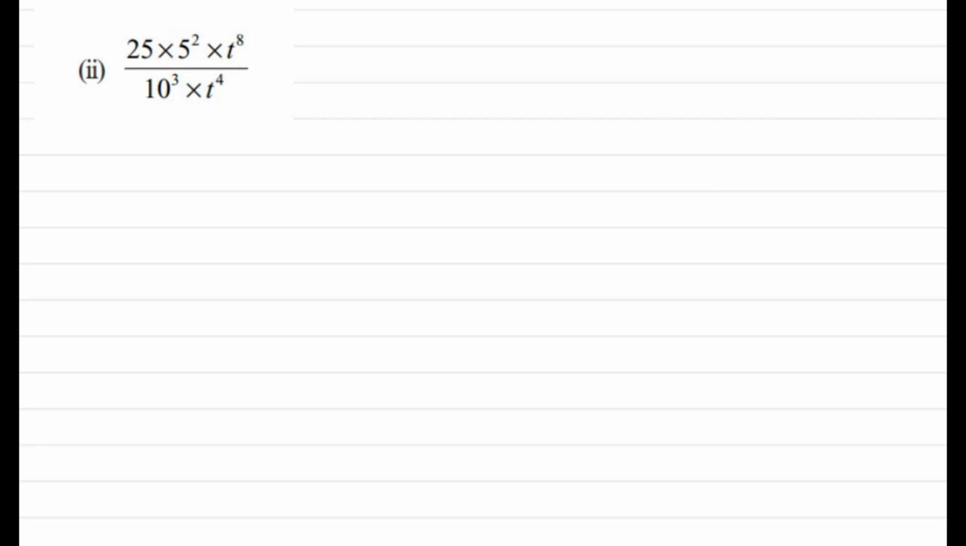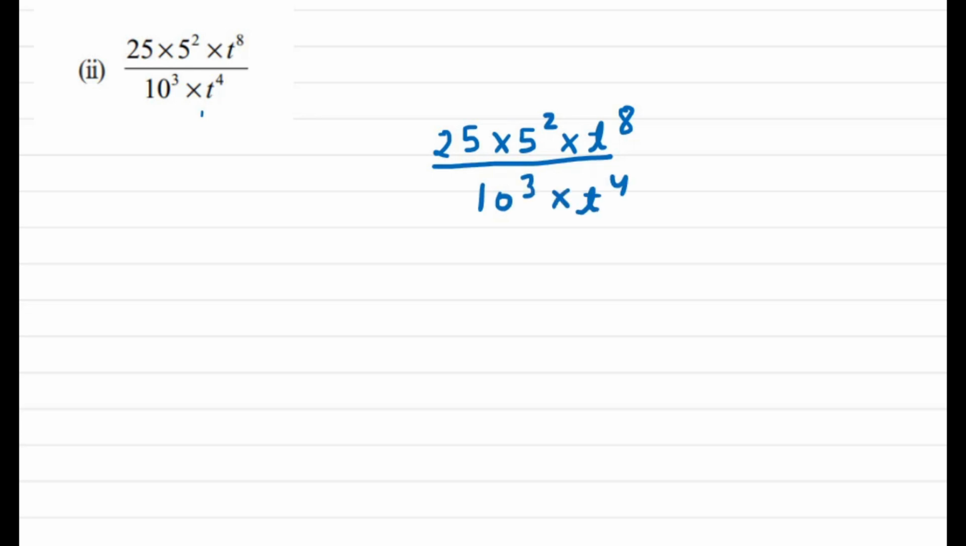This is another question: 25 into 5 square into 10 t to the power 8, divided by 10 cube into t to the power 4. Here again we will do the same thing. We will break this down into factors of prime numbers. First I will write the numerator, so this is our numerator, divided by 10 cube into t to the power 4. So this is our numerator and denominator.